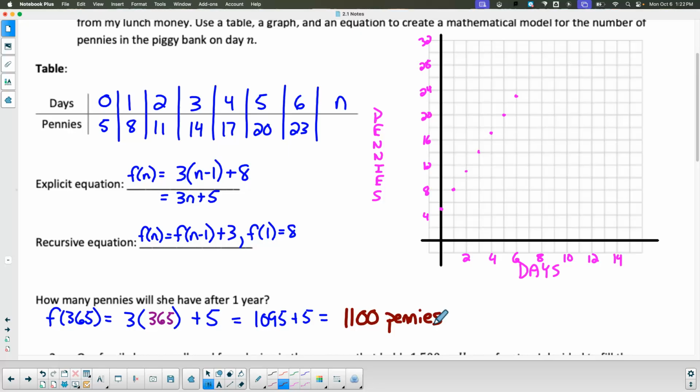What I mean by that is, if I were to go right here, that right there would be 2.5 days. Yes? Does she have 13 pennies on 12 and a half days? Why not?